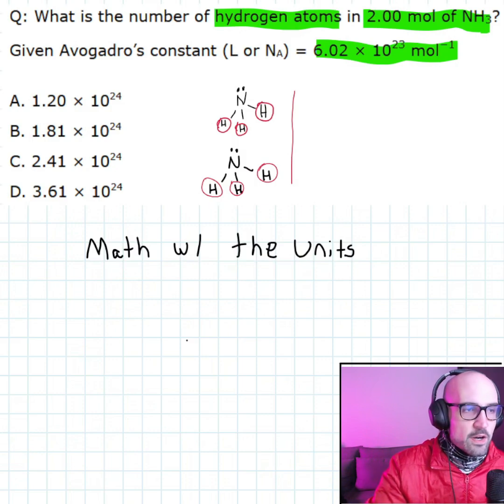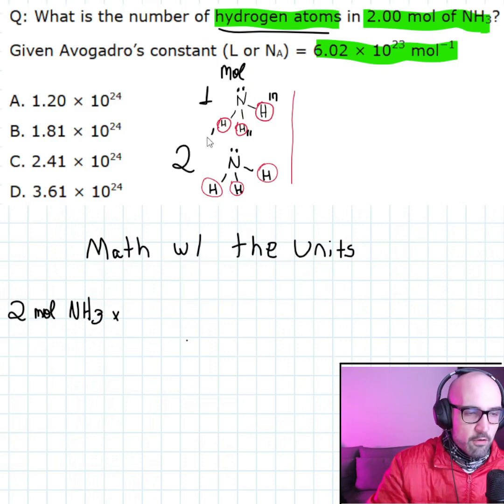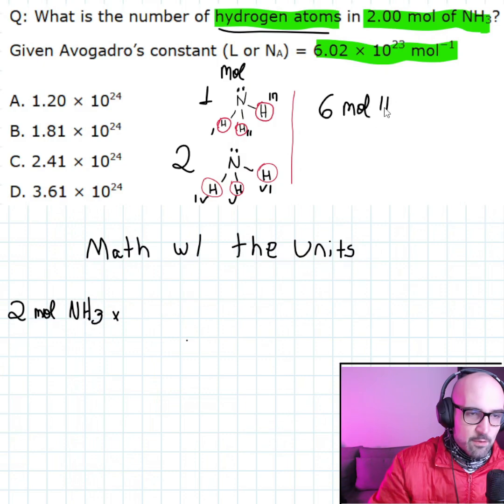So basically, the first step is start with what you have. So you have 2 moles of NH3. Just write it down. You don't want your answer in moles of NH3. You want your answer in hydrogen atoms. So first, we need to look at the structure of NH3. For every 1 mole of NH3 molecules, I have 1, 2, 3 hydrogen atoms. So if I have 2 moles of ammonia molecules, NH3, I'll have 1, 2, 3, 4, 5, 6 moles of hydrogen. So I have 6 moles of hydrogen atoms for every 2 moles of NH3.